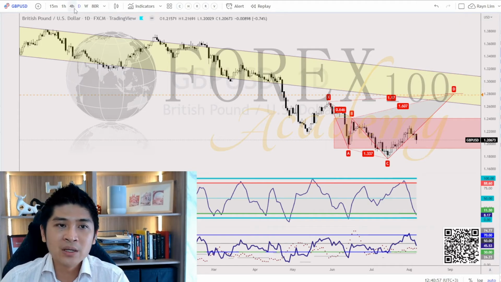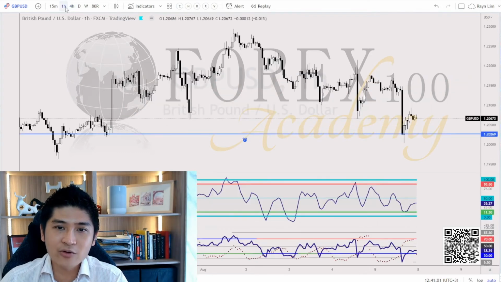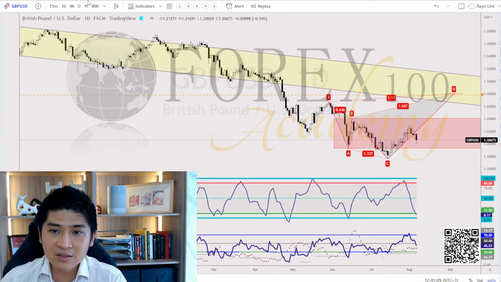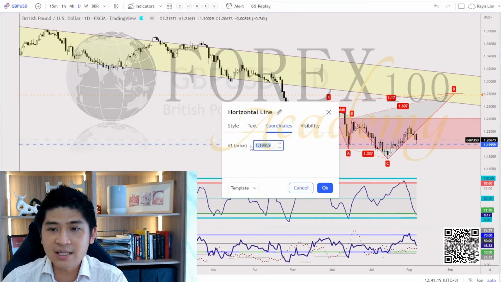Alright, so head down to the 4-hour chart. I've got nothing much over here. On the 1-hour chart, something interesting is that I'm waiting for a retest at 1.2026, because it could also give me a potential head and shoulder formation. So for those who have the eye to see it, this is the level that I'm looking at.